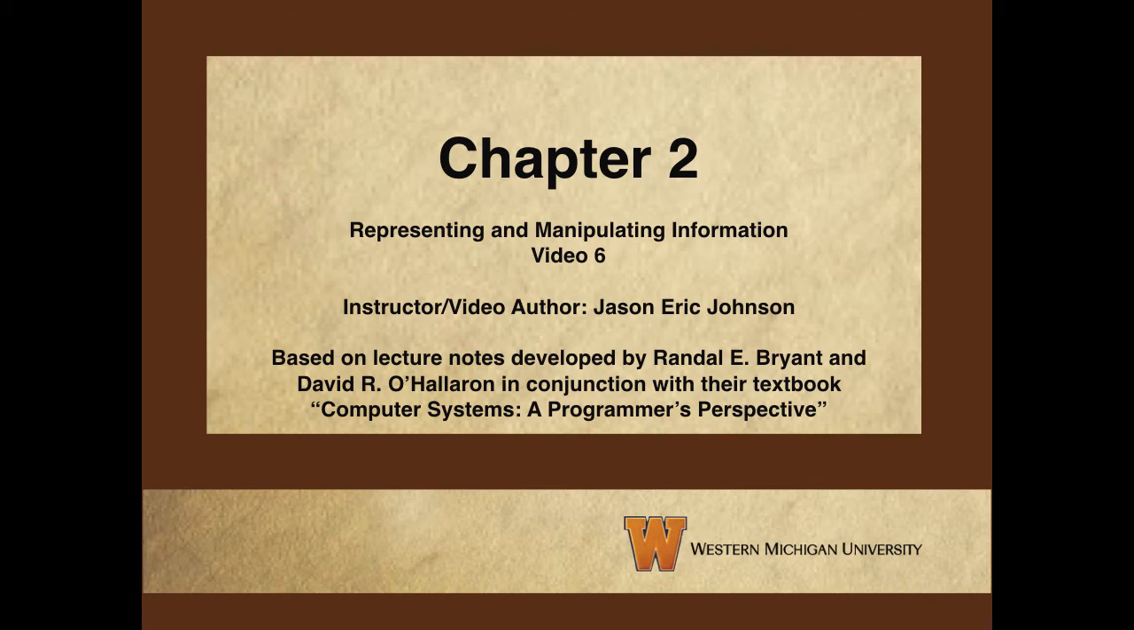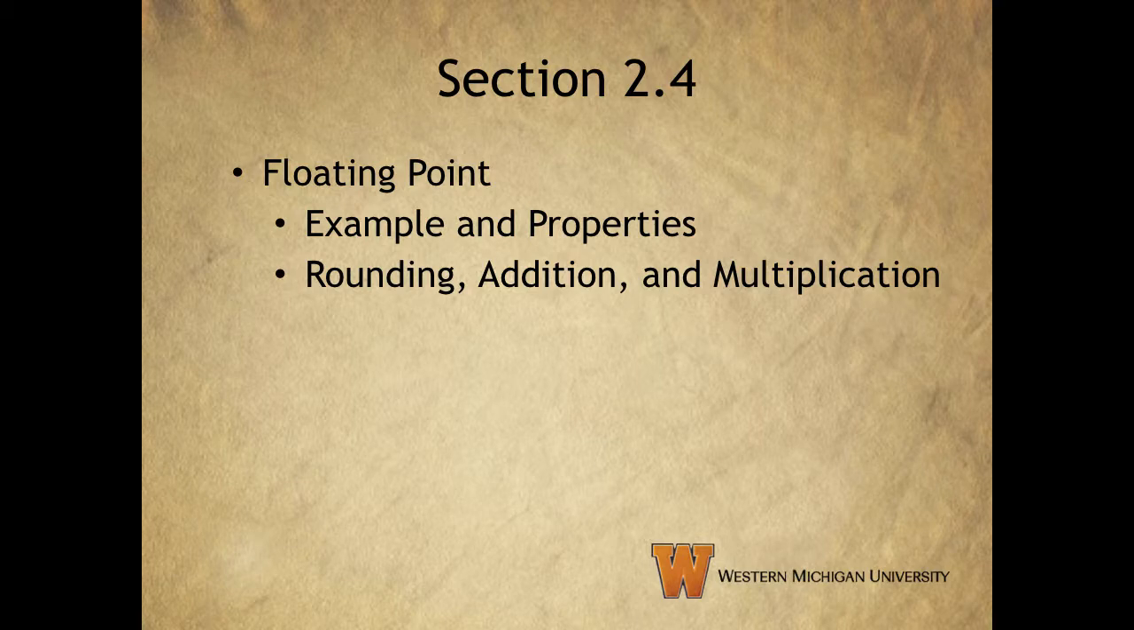This is video 6 of our coverage of Chapter 2 of your computer systems book. This video continues with Section 4 of Chapter 2. We'll be going over some more examples and properties of floating point numbers and taking a look at rounding, addition, and multiplication.